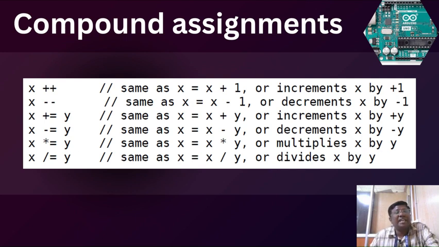If it is x plus plus, it means x equal to x plus 1, increment by 1. X minus minus means x minus 1. X plus equal to y means x equal to x plus y. X minus equal to y means x equal to x minus y. X times equal to y means x times y, and x slash equal to y means x divided by y. So you can use the compound statements also for writing the program.